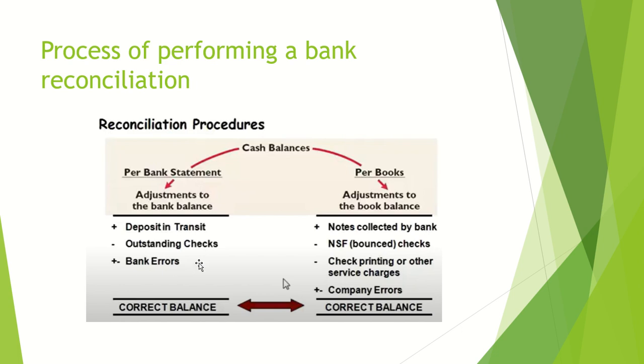So these items that you see underneath the bank and book balance are due to timing differences. So it's pretty common that the bank statement balance at the beginning is different from the book balance at the beginning. But the goal is to take into consideration what is included on the bank side that's not included on the book side, and vice versa, so that you can get to the correct balance here.